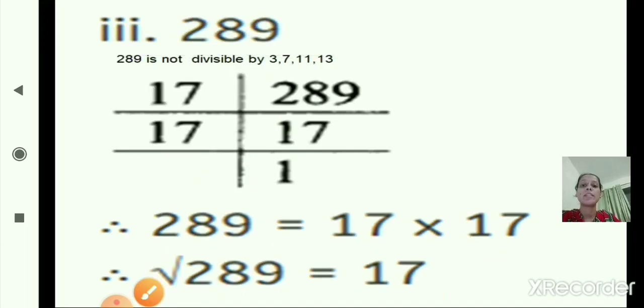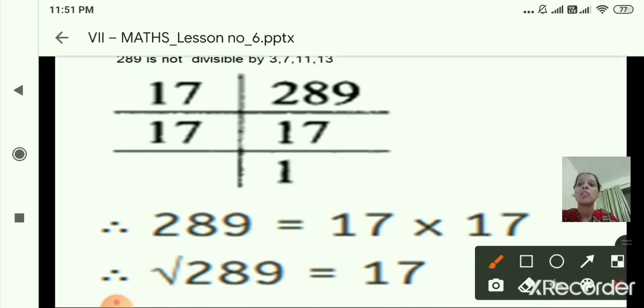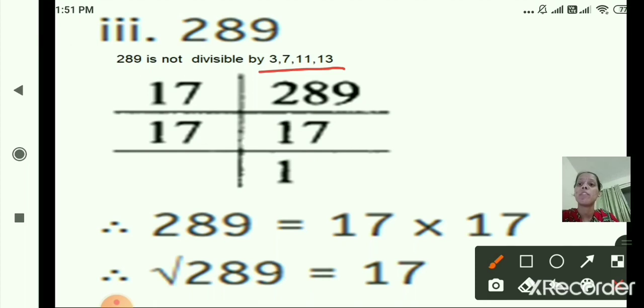Now the next sum is the third one, 289. As this number is not divisible by 3, it is not divisible by 7, it is not divisible by 11, and it is not divisible by 13. So directly this number is divisible by which number? 17.